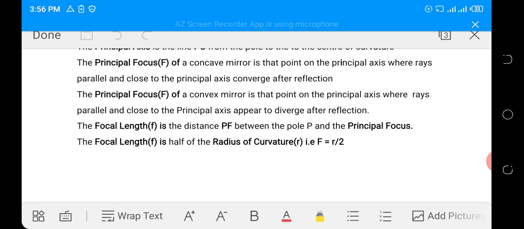The focal length of a concave mirror is positive, while the focal length of a convex mirror is negative.